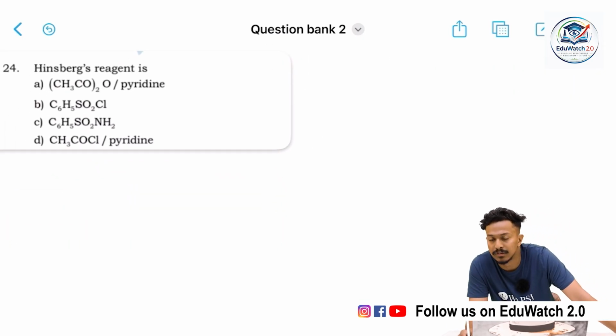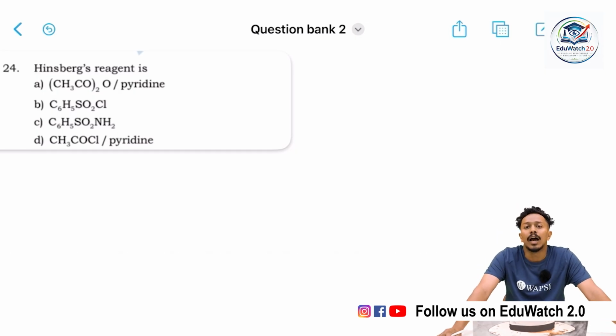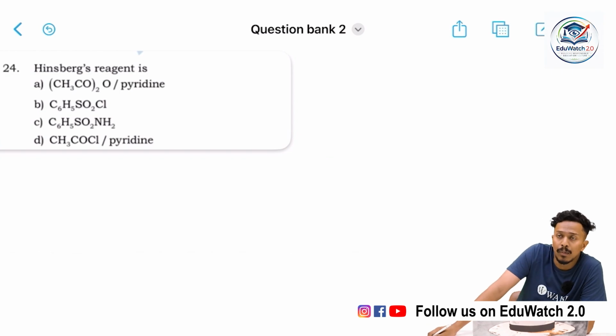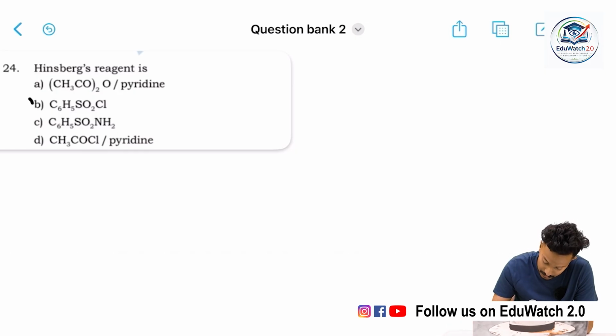Hinsberg reagent is... Before moving on to this question, shall we discuss what Hinsberg is and what the test is used for? Actually, we have studied in the amines chapter that to determine whether an amine is primary, secondary or tertiary, we used to treat it with benzene sulfonyl chloride, right? Primary, secondary and tertiary amines can be distinguished through this Hinsberg test. So, the correct option for this is option B, which is benzene sulfonyl chloride. Okay.